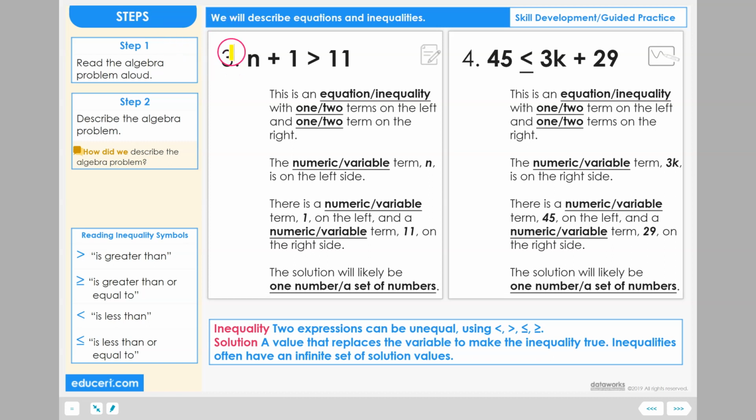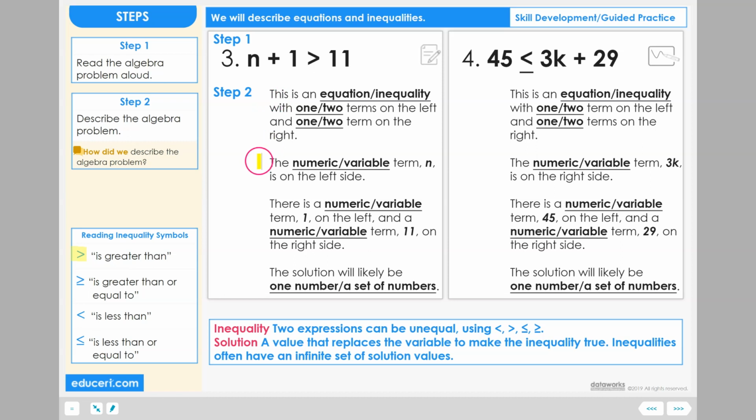Let's describe the algebra problem in number 3. Step 1 says, read the algebra problem aloud. Here's problem number 3. n plus 1, and this symbol here is the "is greater than." So n plus 1 is greater than 11. Step 2, describe the algebra problem.